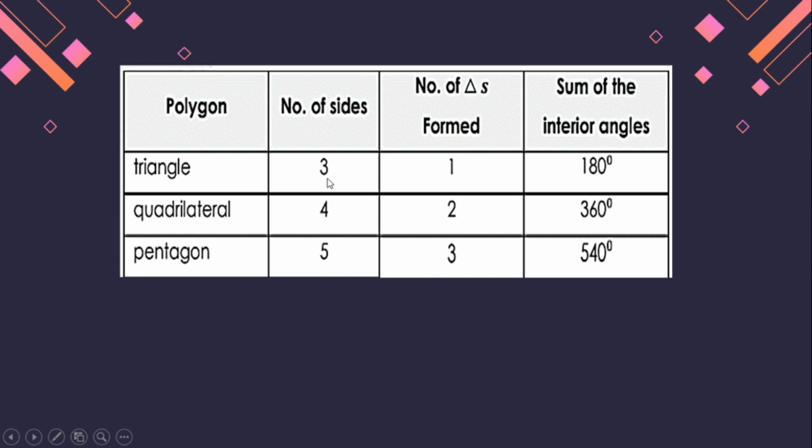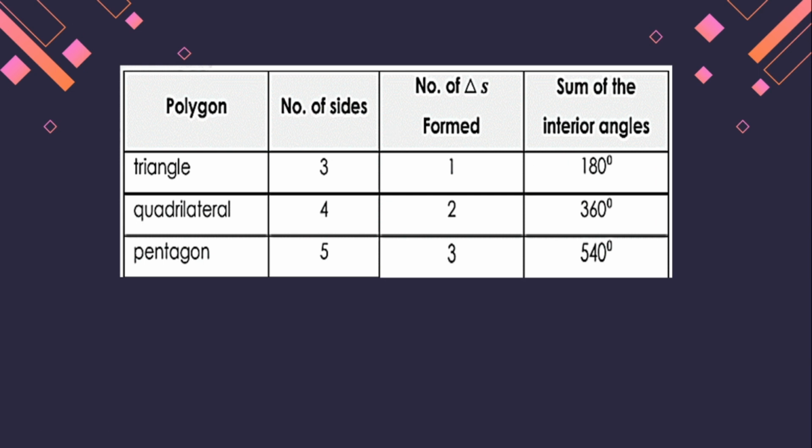Now, kung mapapansin nyo, parang nagkaroon tayo ng pattern, di ba? Kung meron siyang tatlong side, meron siyang isang triangle lang na na-form. Kung apat naman yung sides natin, so we have 2 triangles formed. And kung 5 naman yung sides, meron 3 triangles formed. So, ibig sabihin, parang nagkaroon siya ng pattern na the number of triangles formed is the number of sides minus 2. Parang binawasan natin ng dalawa yung number of sides.